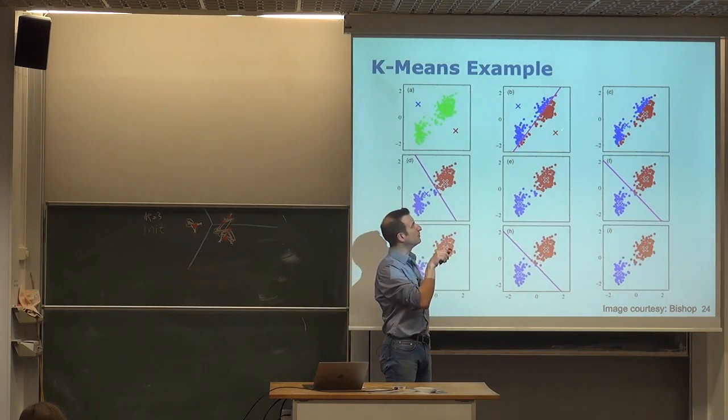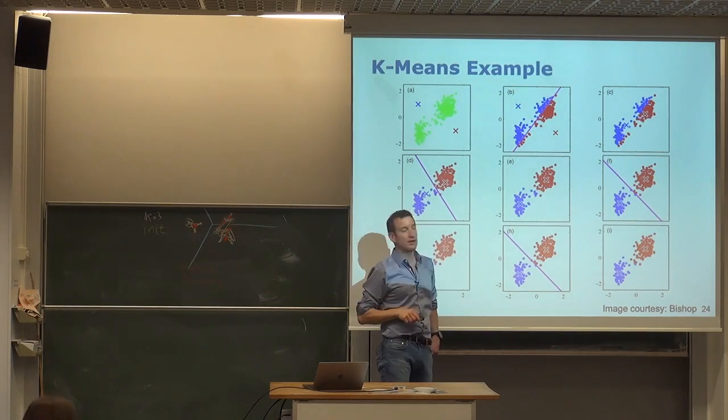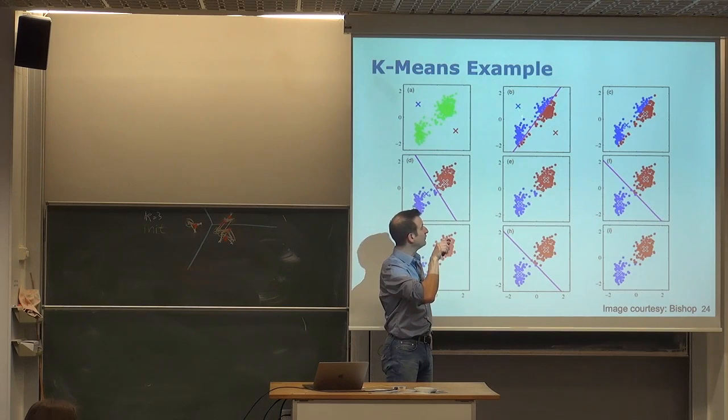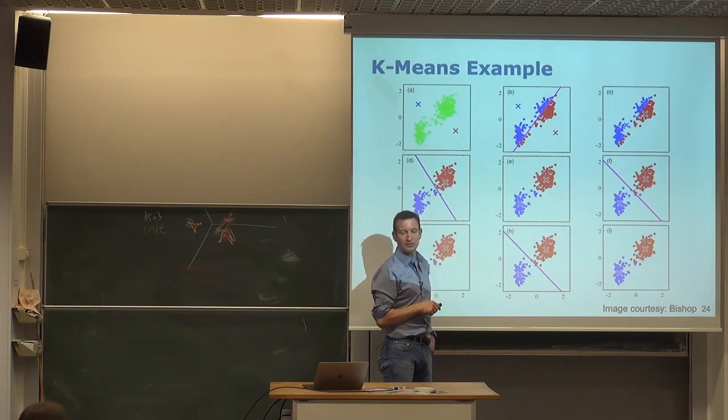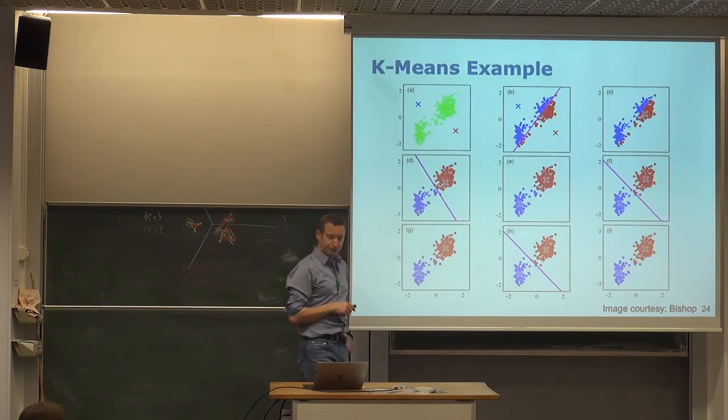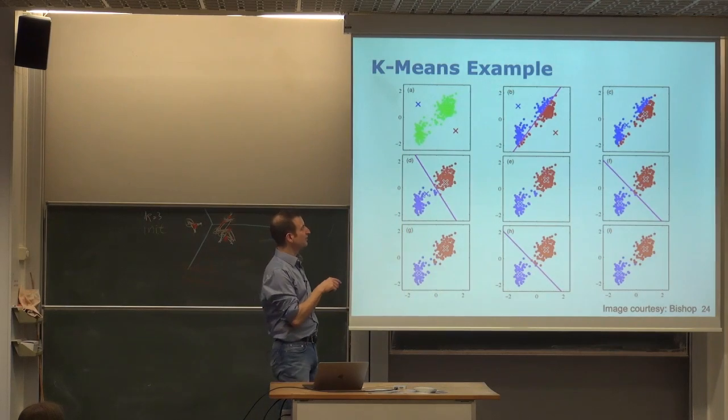Now I need to recompute the red and the blue cross as the mean of the blue points and the mean of the red points. So this one will move down here, and this one will move up here. So you can see this. Here's now our red cross, there's our blue cross. And then I do the same thing again. I restart, next iteration.